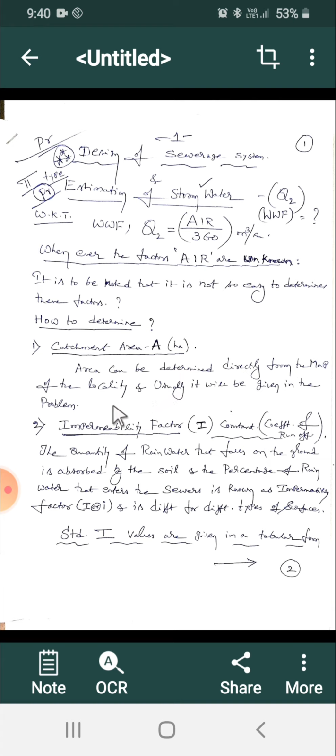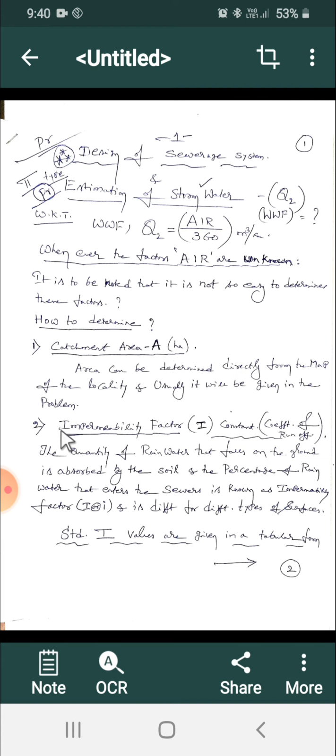The tension will be released. So area can be determined. Any area, even Belgaum city, Bangalore city, Mysore, any taluk or any village, there is a map. Using that map, we are able to determine the area. So the catchment area can be very easily determined. In the examination, the catchment area will be given to you. That problem is solved. This area they will give you in terms of hectares.